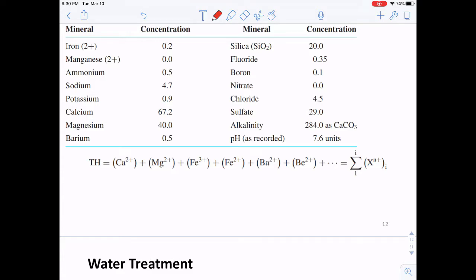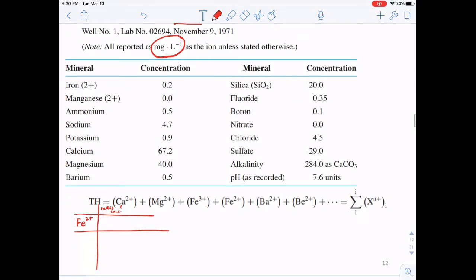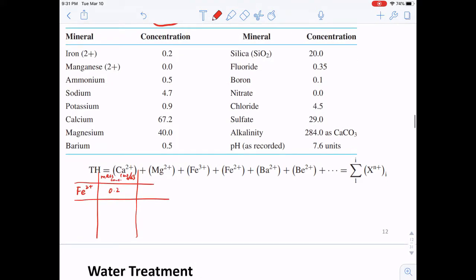So what we can do is first identify all of these polyvalent ions, right? You can see that there is ferrous ion, which is basically the iron in the 2+ state. So for the concentration of the iron, we can list a table here. In the first column, we put the mass concentration, which is milligram per liter. And we see that for the ferrous ion, this is 0.2.